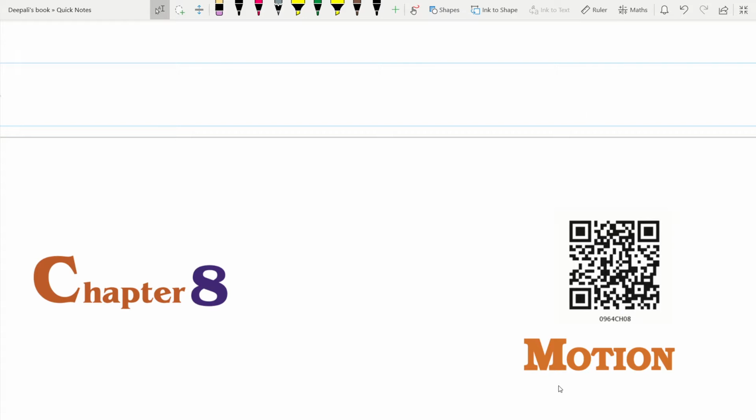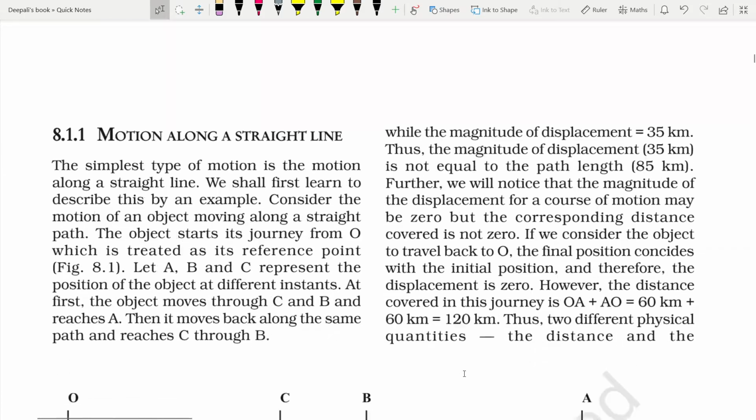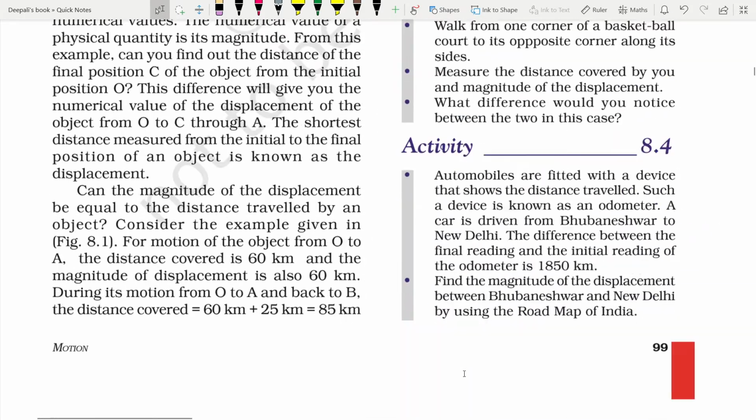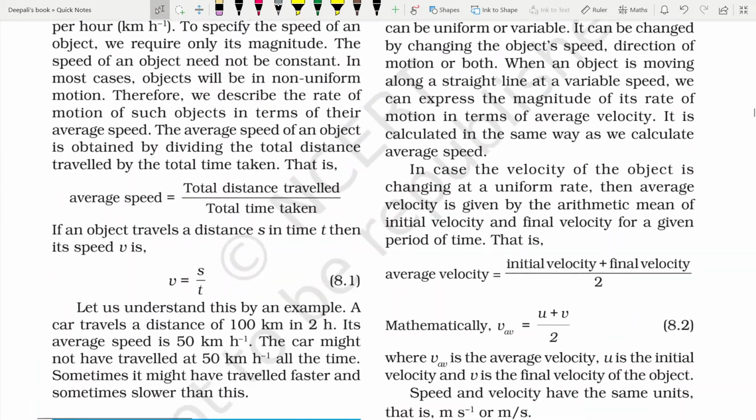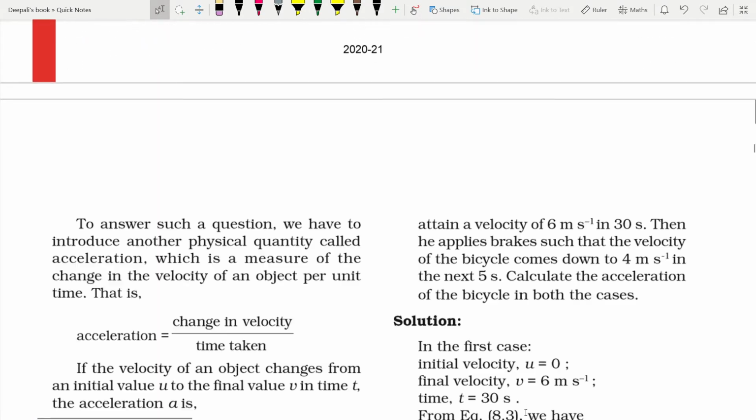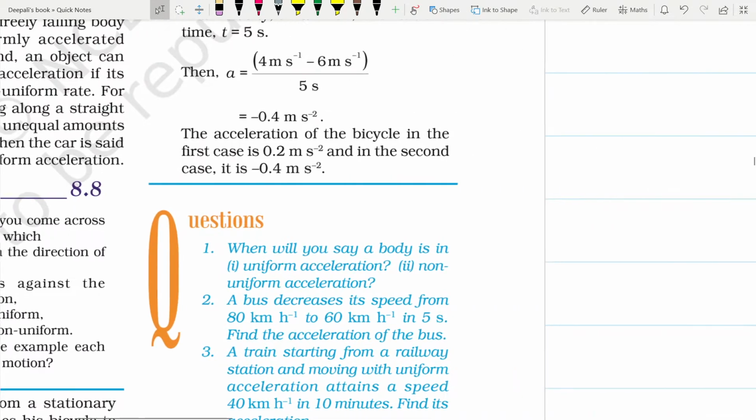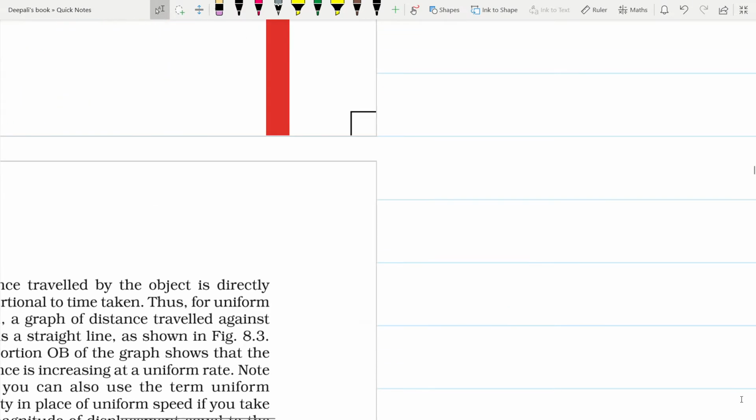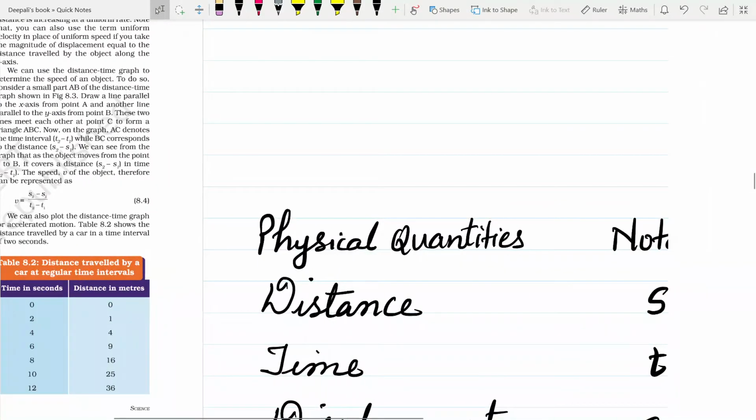We start with Chapter 8, Motion, Class 9. Looking further into the chapter, let us understand the relation between various physical quantities. Now we have studied the various physical quantities in the previous sessions of the chapter. We also understood how to graphically represent these physical quantities. Now let us understand what is the relation between these physical quantities.